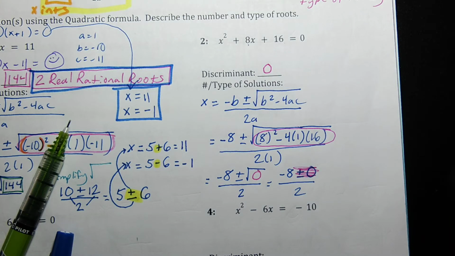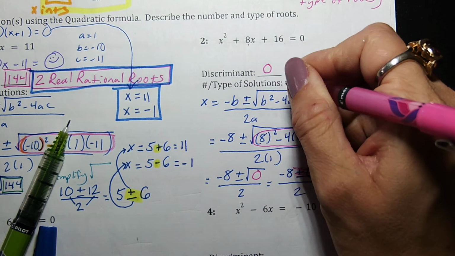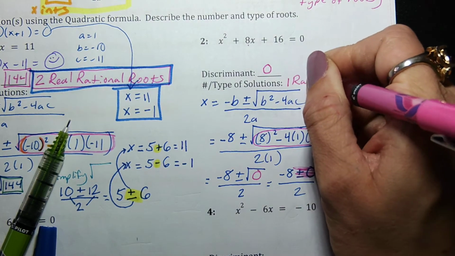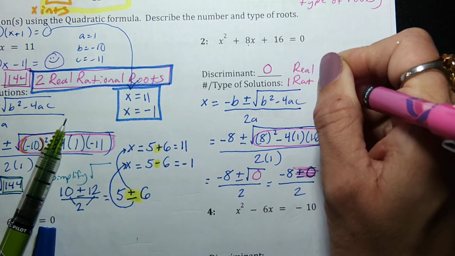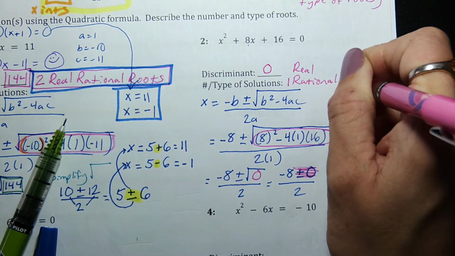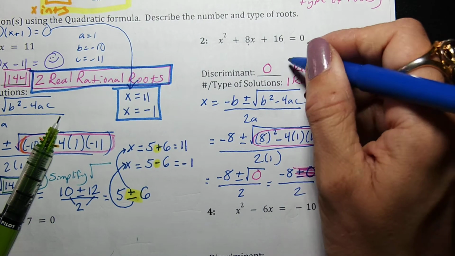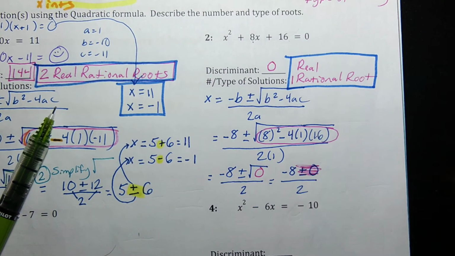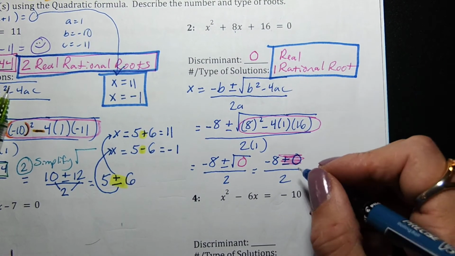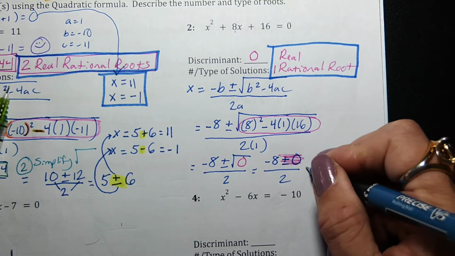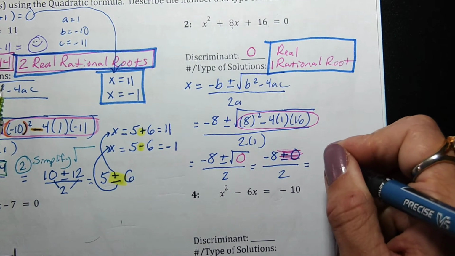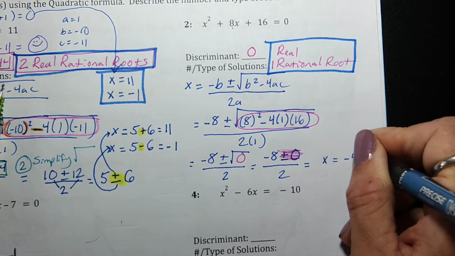So when I get 0 for the discriminant, the plus or minus sort of becomes insignificant. So for a discriminant of 0, what we end up getting is 1 real rational root. Because without the square root, we can't have any of that imaginary nonsense. Without the square root, we can't have any of that irrational nonsense. So 1 real rational root when our discriminant is 0. So what is that 1 rational root? How do we simplify this? We divide negative 8 by 2 and we get x equals negative 4.